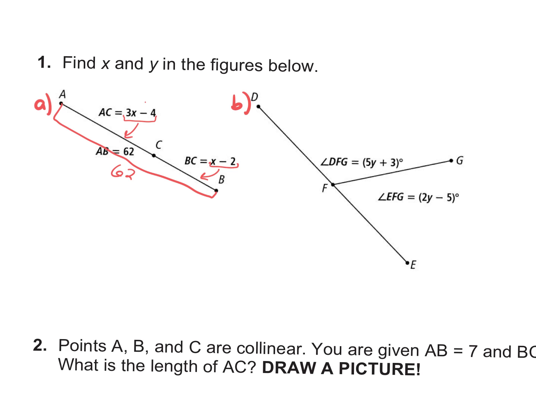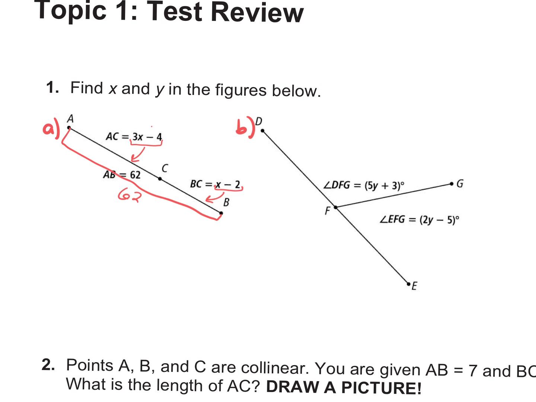What do we do? You put them together, right? Because what we're used to is AB plus BC equals AC, right? Even though C's in the middle, it still works the same. AC plus CB equals AB. So this turns into 3x minus 4 plus x minus 2 equals 62.